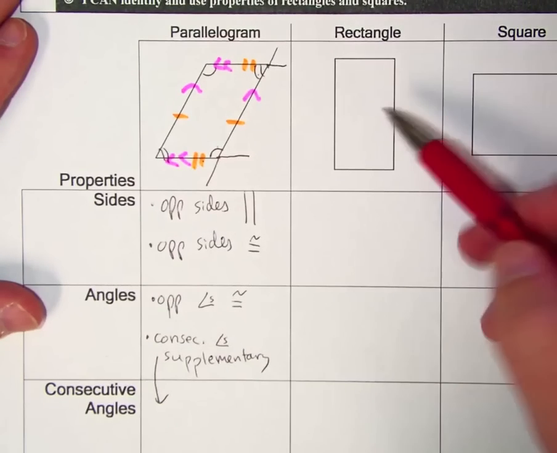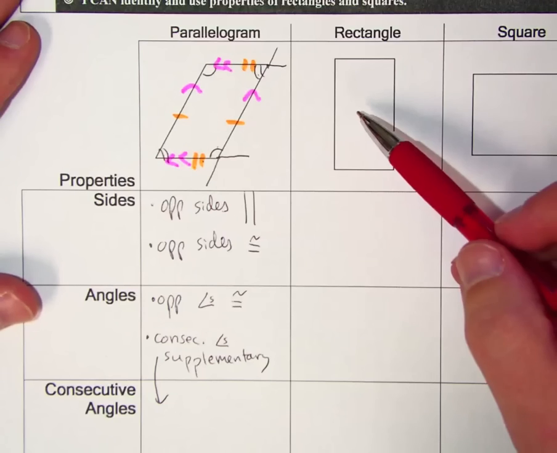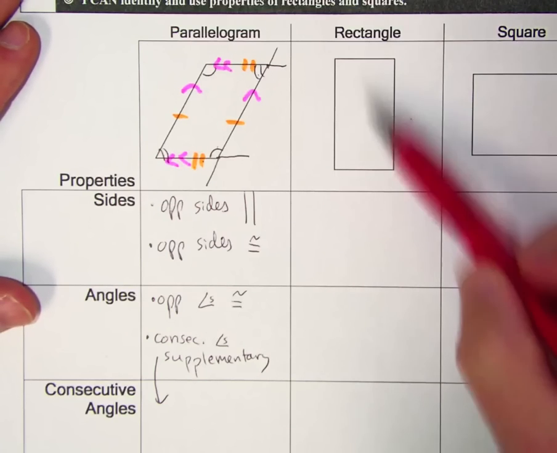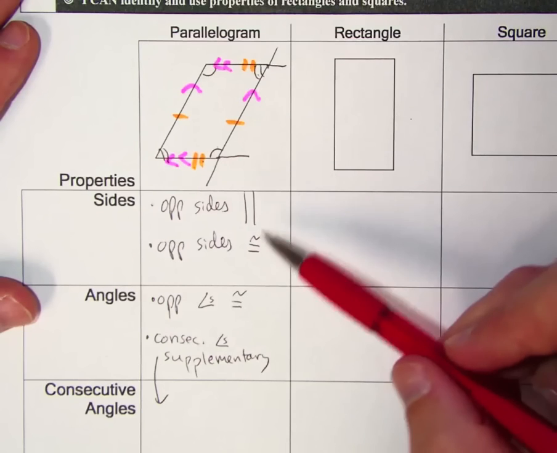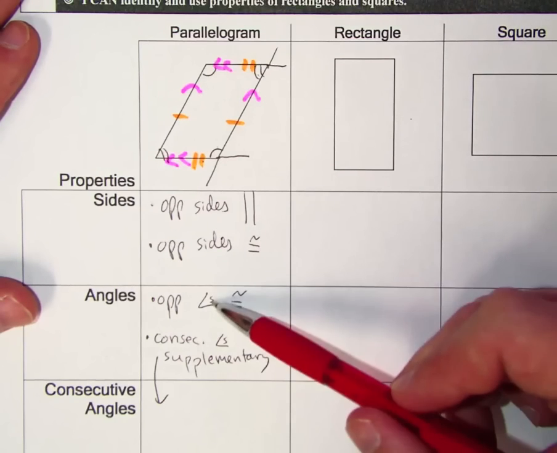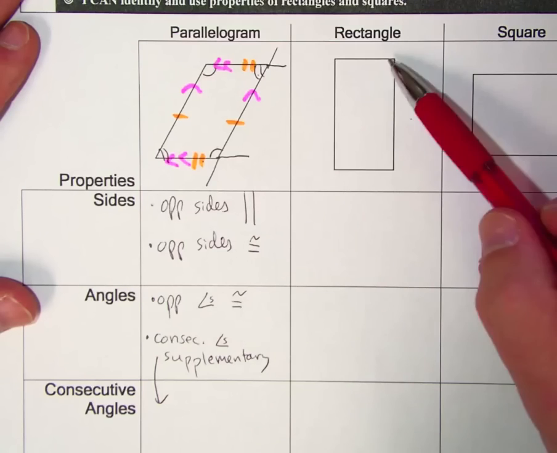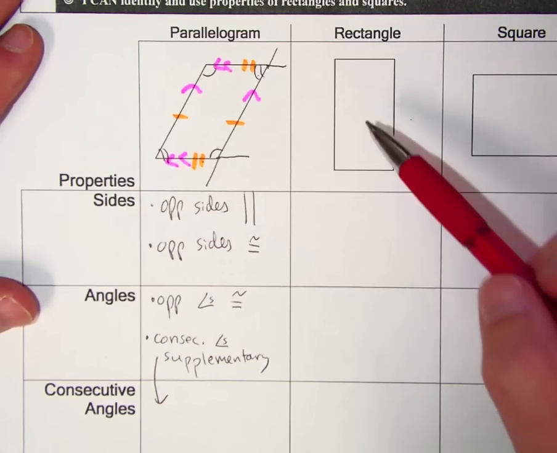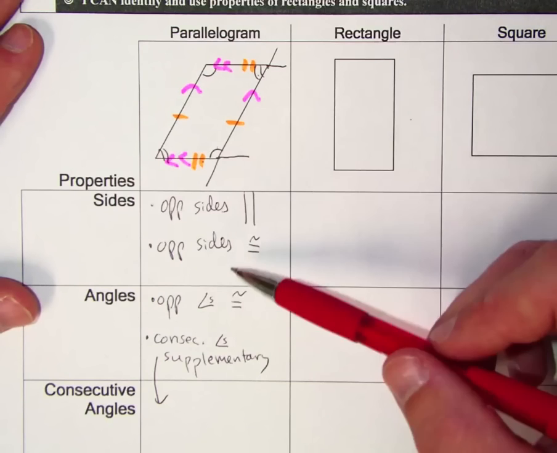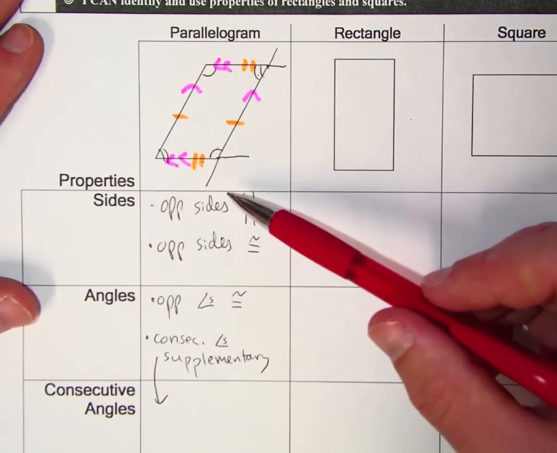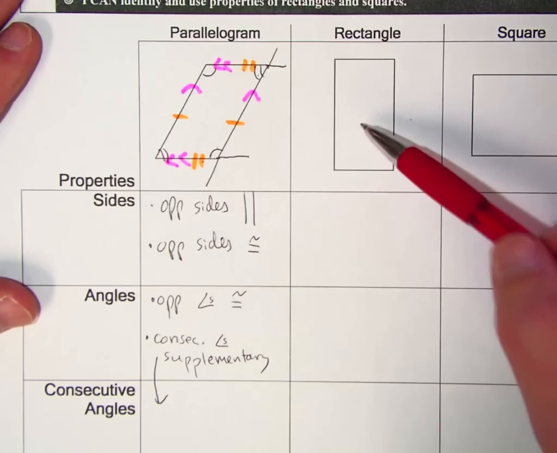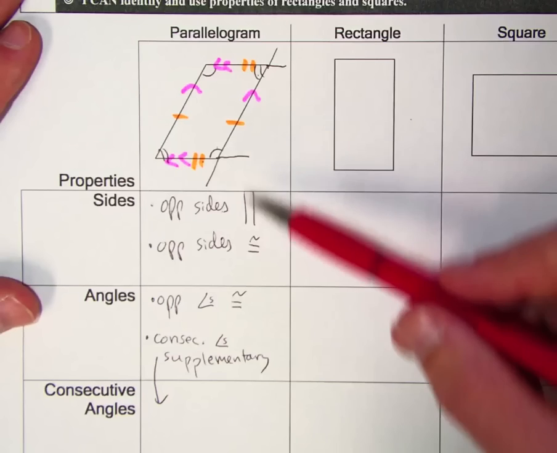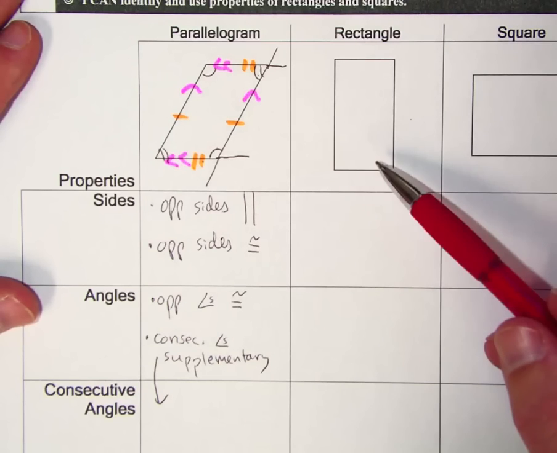Now, the rectangle, let's take a quick look at it. Are its opposite sides parallel? Yes. Are its opposite sides congruent? Yes. Are its opposite angles congruent? Yes. So in fact, all of the rules for the parallelogram, the rectangle meets them. So an important question, is a rectangle a type of parallelogram? And the answer is yes, because all of these rules apply to the rectangle.